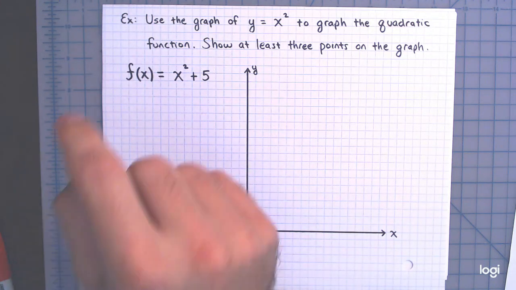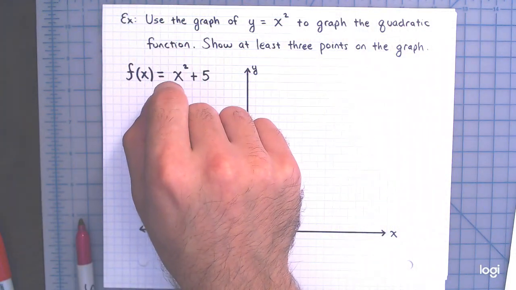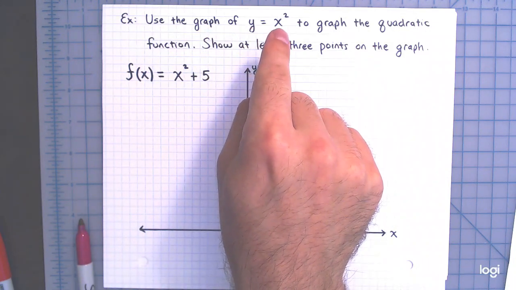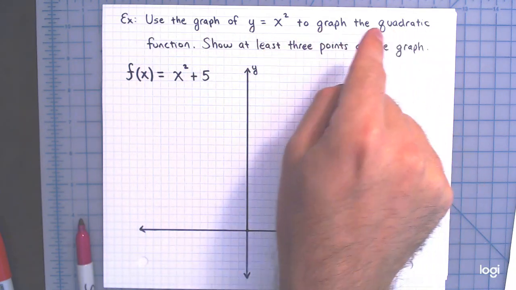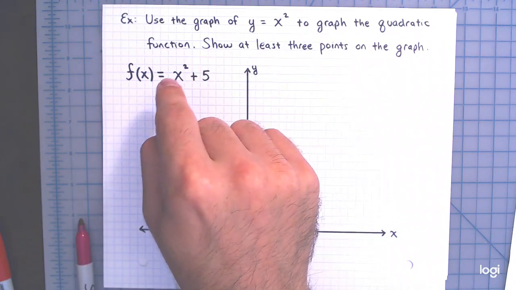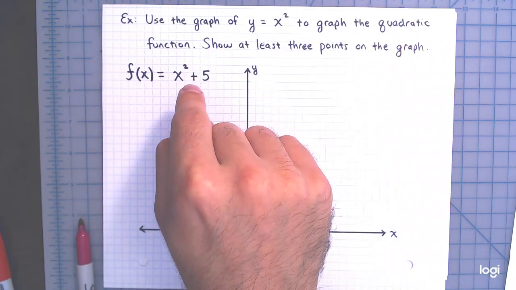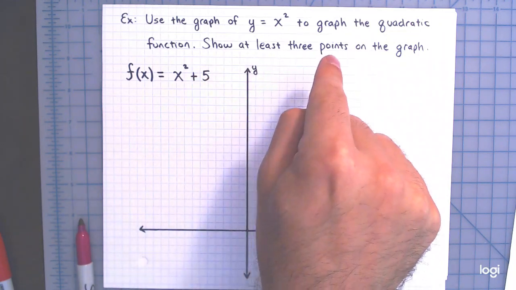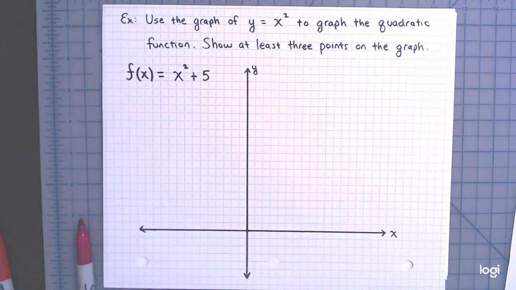So here, for both the examples I have, I'm asked to use the graph of y equals x squared to graph the quadratic function f of x equals x squared plus 5. And I'm also asked to label 3 points on the graph. Show at least 3 points on the graph. All right.